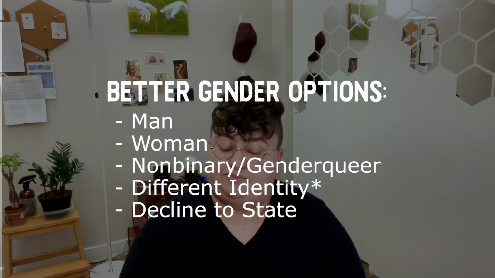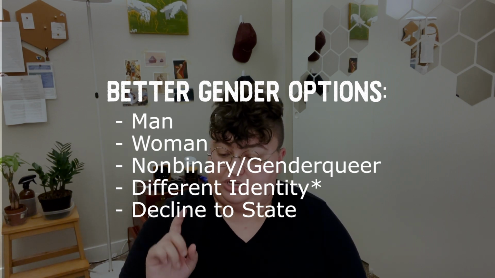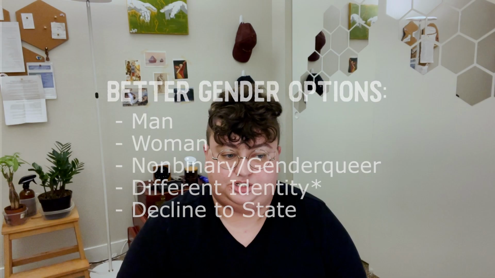But if you want to have a separate identity for people who want to add something else, I would put different identity and have a section where you can put in your own option. So, you can click on that and you would have an underscore where you could write in your own option. And of course, you would have decline to state as your final option. I want to make sure to reference that man and woman should be the only options you have.